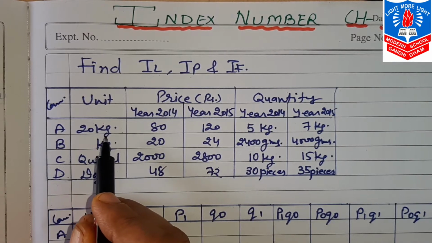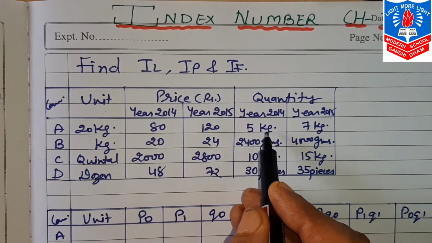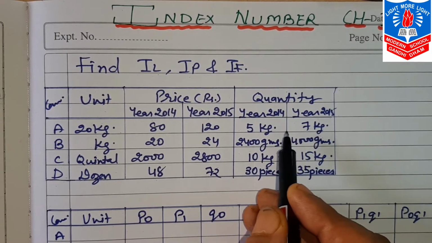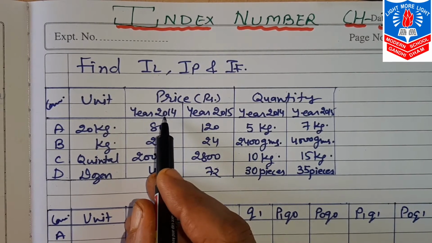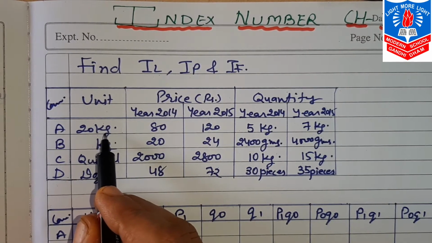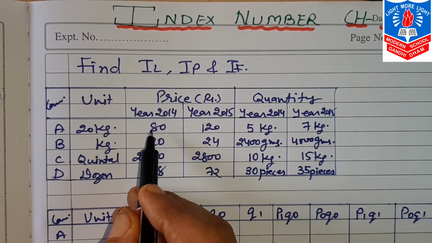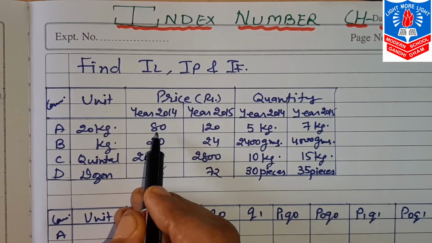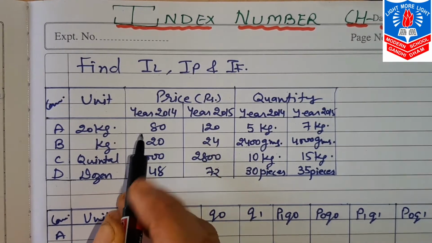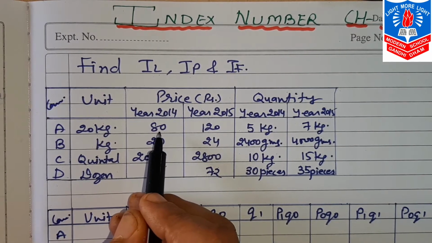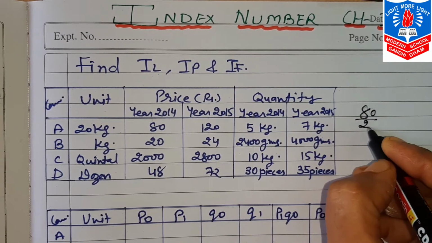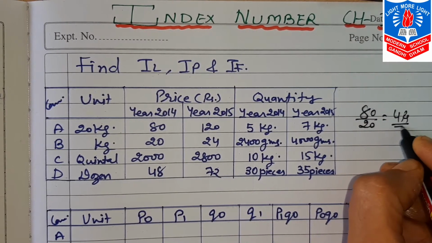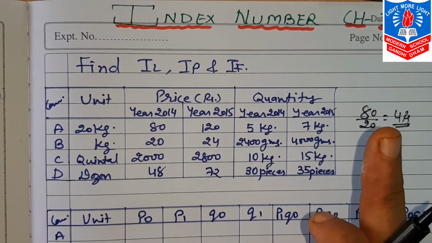Now see, in this 20 kg, the quantity is given as 5 kg and 7 kg. This is no problem. But which price? The 80 rupees of the base year is given for 20 kg. It means this 80 rupees is not the price of 1 kg, so we will change this. If you divide this 80 by 20 kg, this 4 rupees is the price of 1 kg.